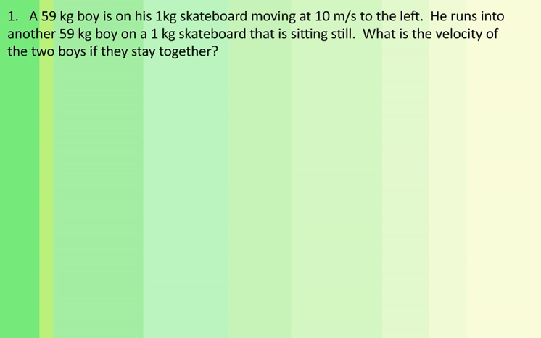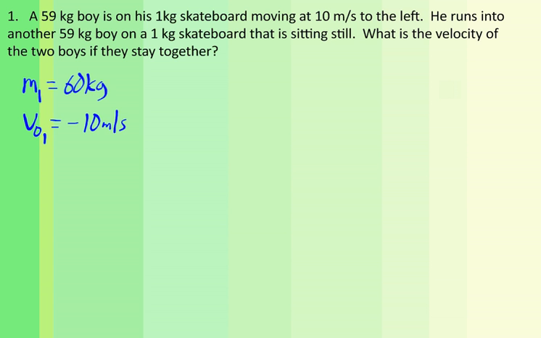Now we're going to go through a couple examples. We have a 50-kilogram boy on his 1-kilogram skateboard. So we're going to say the mass of our first object would be 60 kilograms. He's moving at 10 meters per second to the left. So the initial velocity of our first object, he's moving to the left, so it's negative, right?